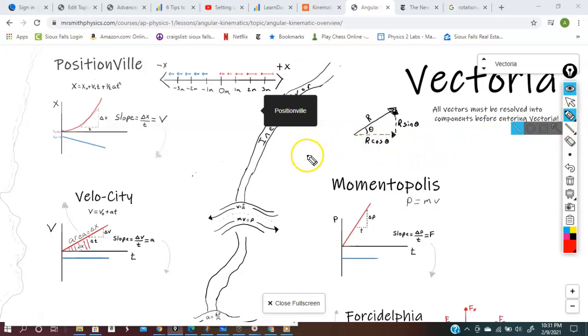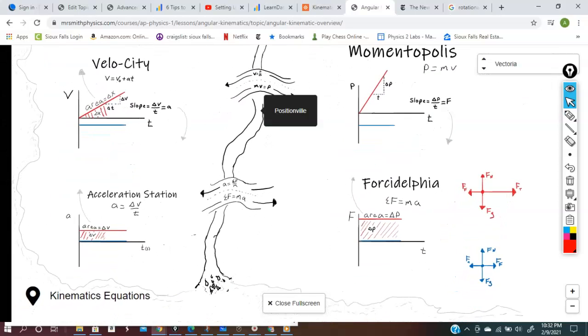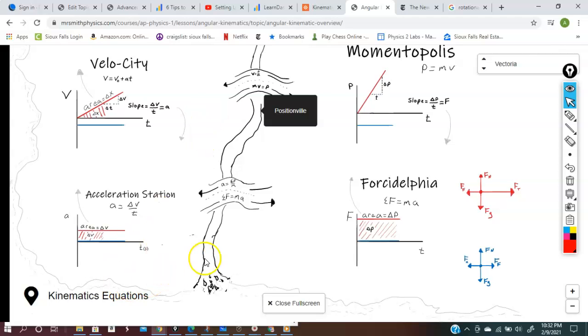Okay, we're here learning about rotational kinematics graphs. To help with that, I brought up this silly map that takes all of the vectors we learned last semester and puts them on a map, and we call it Vectoria. For a position versus time graph, we call that Positionville. For a velocity time graph, it's Velocity, and for acceleration, we have Acceleration Station.